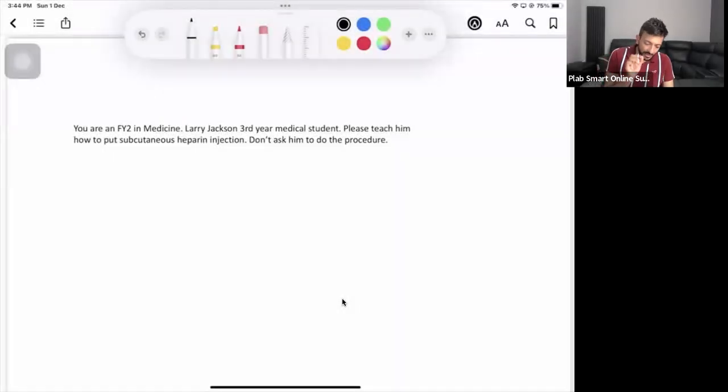Let's move ahead. Your FY2 in medicine patient is not a patient. We have got a student, Larry, a third year medical student. Teach him how to do a subcutaneous heparin injection. Don't ask him to do the procedure.